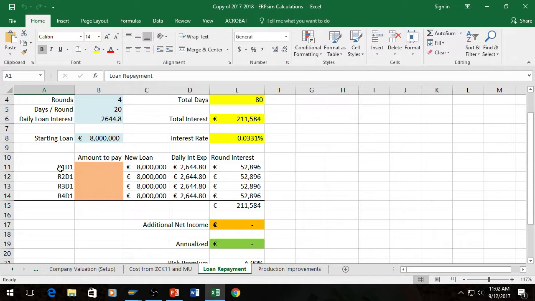And I have it set up so it's round 1, day 1. You make a decision. Are we going to pay down our loan? Round 2, day 1. So in between rounds, you have some extra cash. What do you do with it? Round 3, day 1. Round 4, day 1. What does it do to your interest rate?